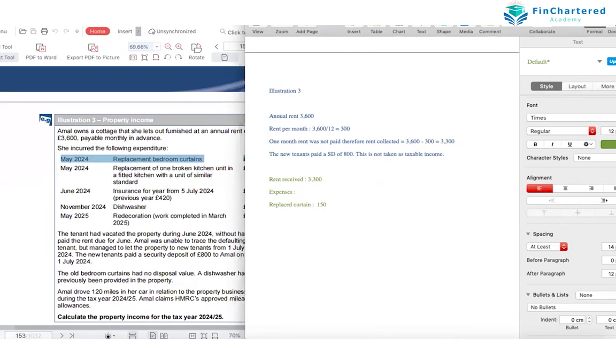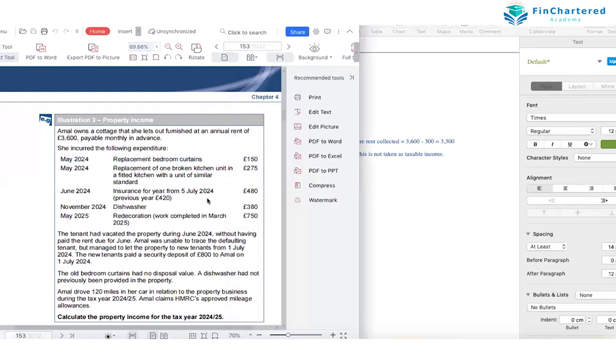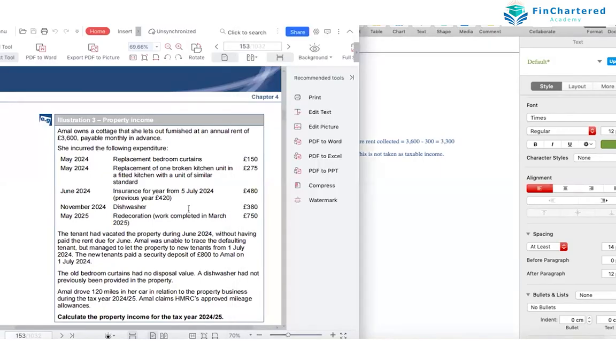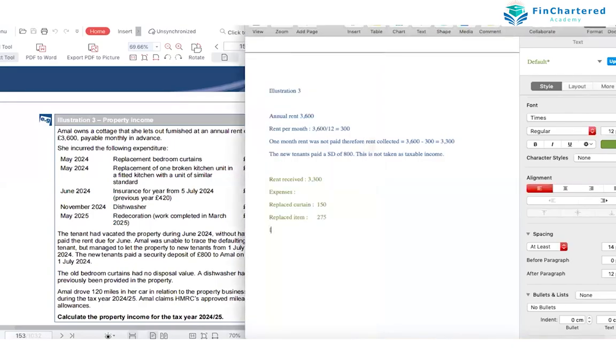Then we have repairs: replacement of one broken kitchen unit in a fitted kitchen with a unit of similar standard. Again, we are replacing a similar item, so it's a replacement only. Replaced item is 275. There's no problem. Insurance from 5th July 2024: remember, insurance we've seen earlier, we deducted 480.